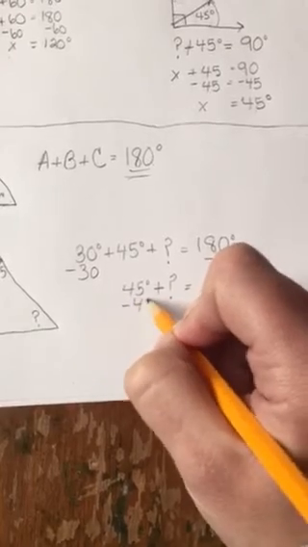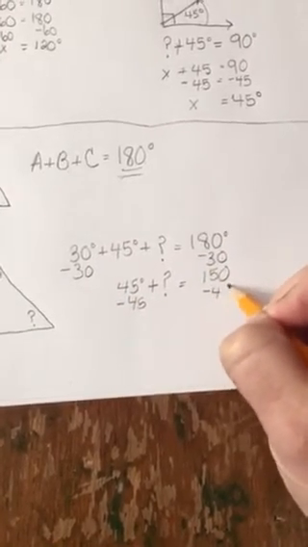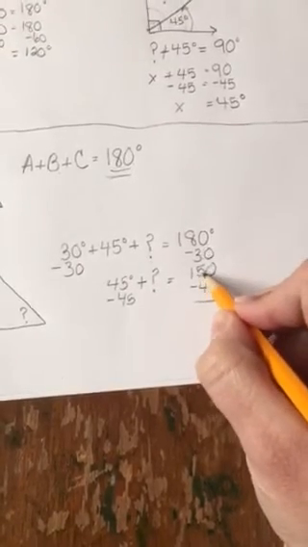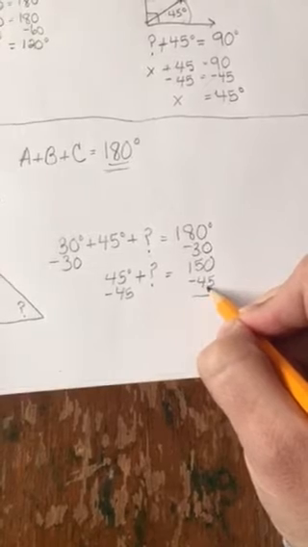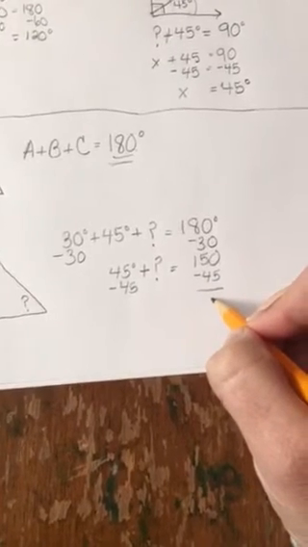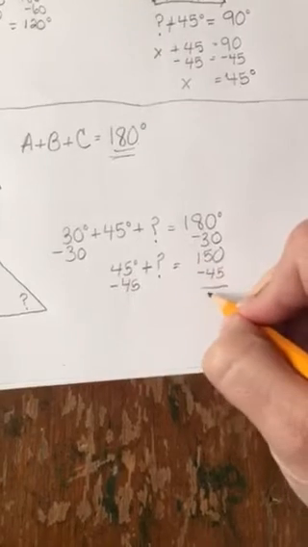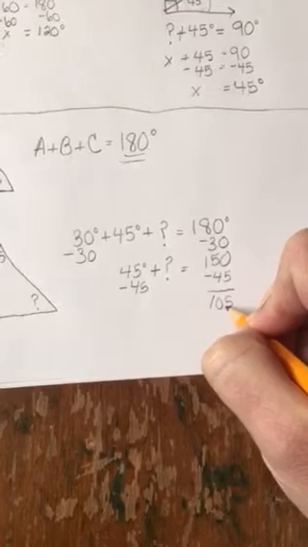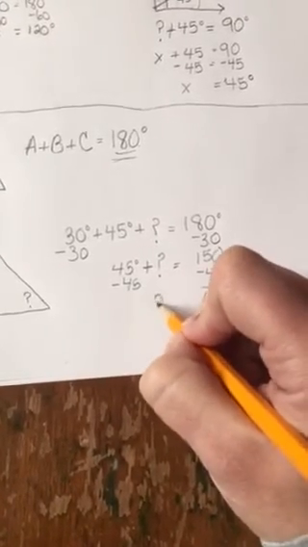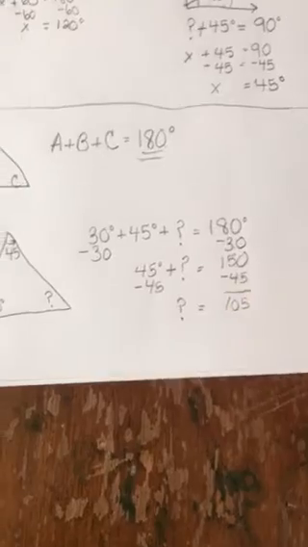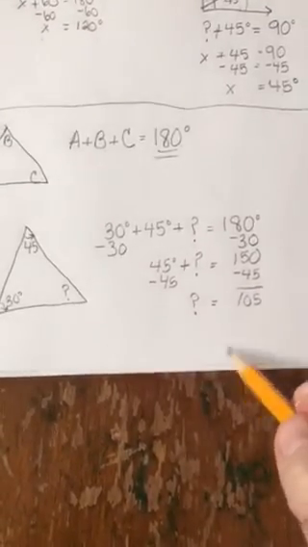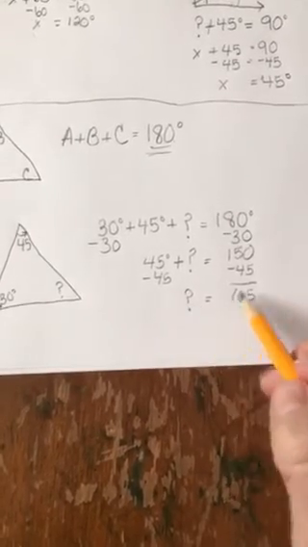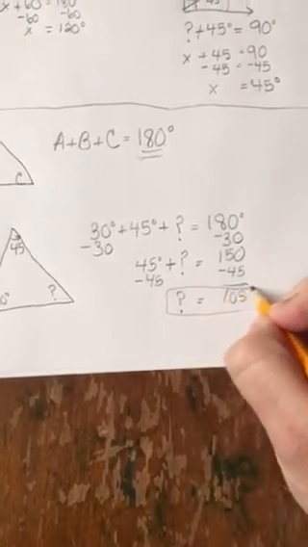So then we're going to do the same thing we did with the 30. We're going to subtract the 45 from both sides. And I'm going to be left with 150 minus 45, which is 105. So my question mark, or my unknown angle, is 105. Let's go back and check that.